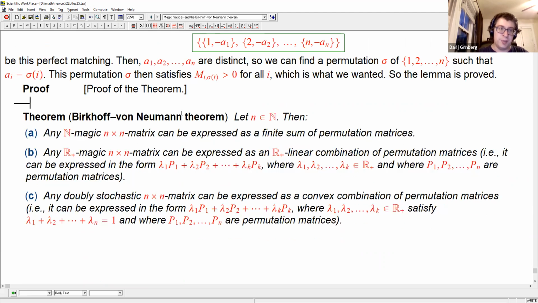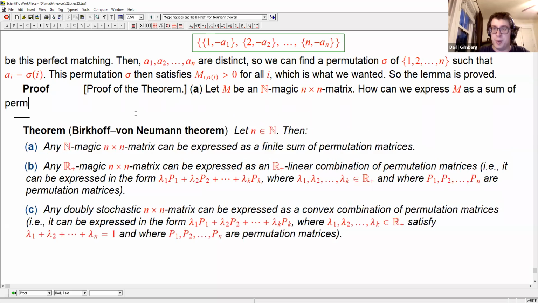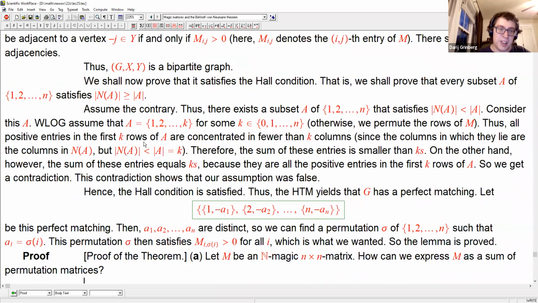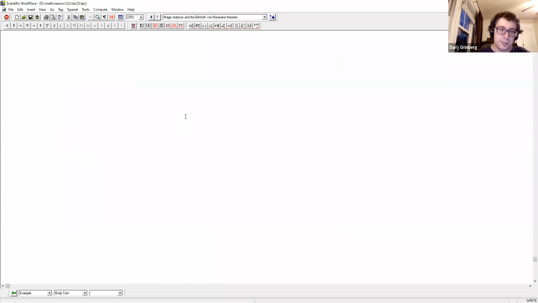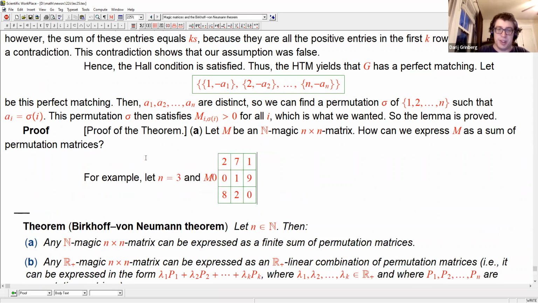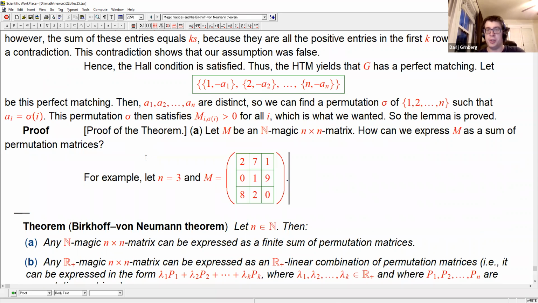So here is what we're proving. So let's start with part A. Let M be an n-magic n by n matrix. How can we express M as a sum of permutation matrices? And again, I'm going to use this example. For example, let n equals 3 and M be this matrix. So how do you write it as a sum of permutation matrices?